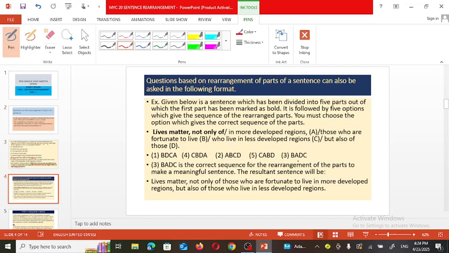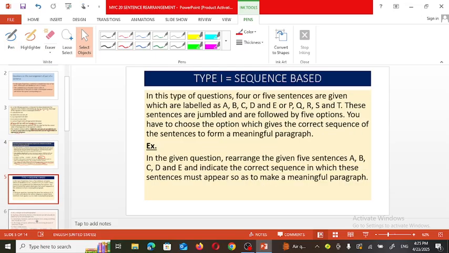So the correct arrangement we are able to see with this third option, that is BADC. B part will come first, then A, after that D, and at the end C. And as a result, we can get the sentence like this: Lives matter not only of those who are fortunate to live in a more developed region, but also of those who live in a less developed region. So definitely those who are living in a more developed region are more fortunate as compared to the people living in a less developed region.